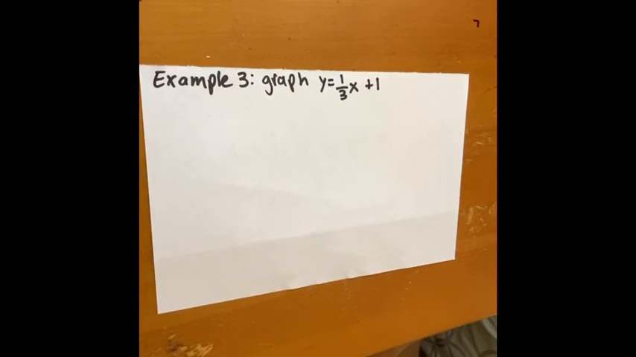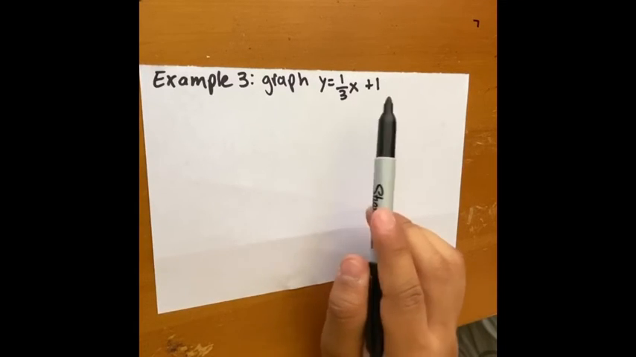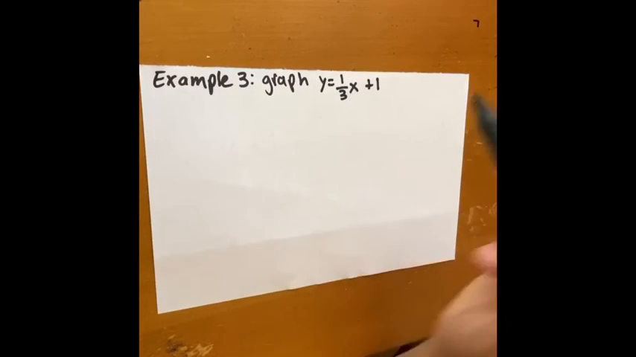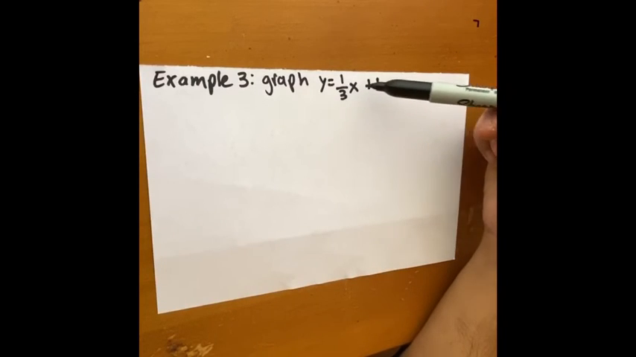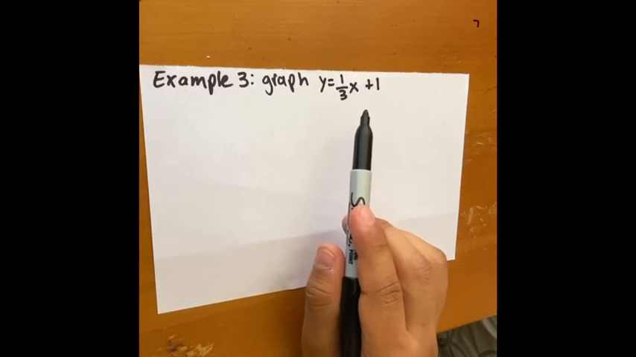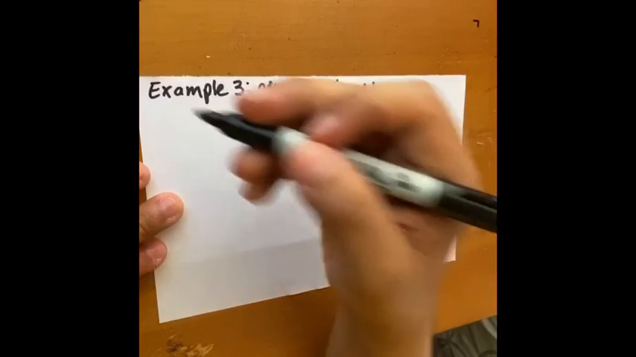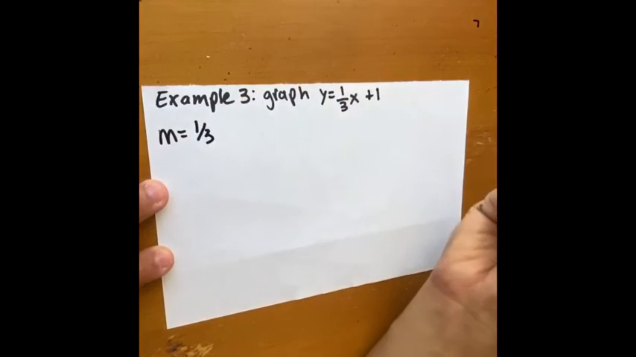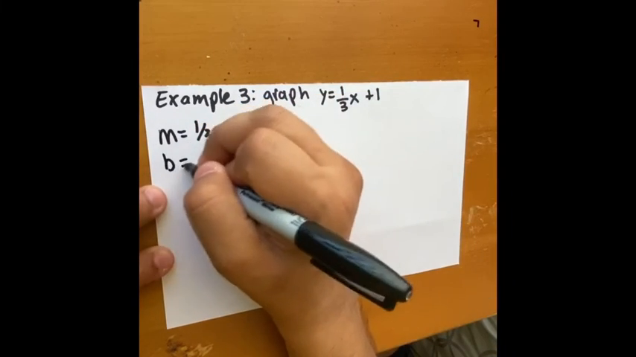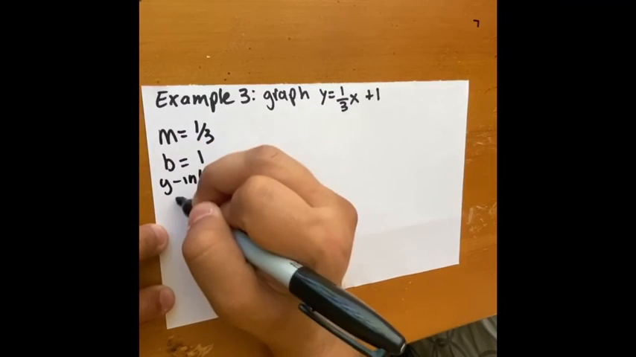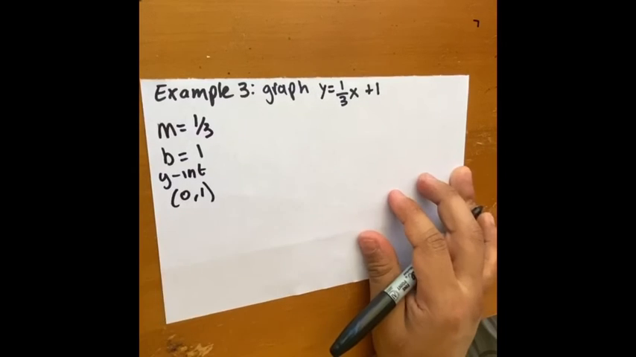So we're going to graph y equals 1/3 x plus 1. Now, I don't have to get y by itself, or move anything around like I did in the previous example, because the nice thing about this problem is that this equation is already in slope-intercept form. So right away, I'm going to find my slope. My slope is going to be m equals 1 over 3. And my b value is going to be 1. So that tells me that my y-intercept is going to be 0, comma 1.